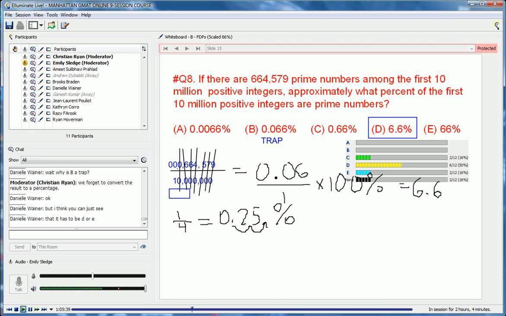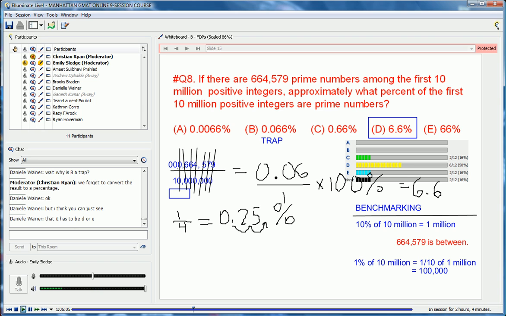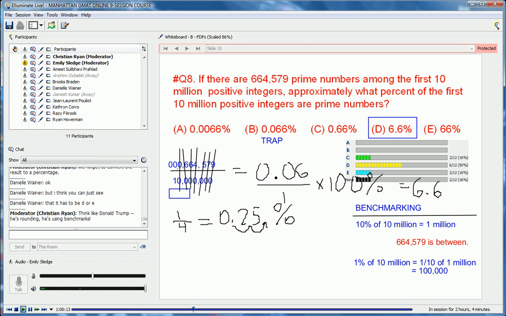There's one other quick method, and Danielle may be sort of getting at it here, and it's this idea of benchmarking. It's sort of a common sense approach. Take percents that are round numbers and nice and easy to use, something like 10%, and you can just see what it should be. Like 10% of 10 million would be 1 million. 1% of 10 million would be 1/10 of that, right, or 100,000. And then all you have to do is compare our number to it. Our number is in between those two, so our answer ought to be between 1 and 10%. All right, give me a smiley face if you guys are okay with this one.